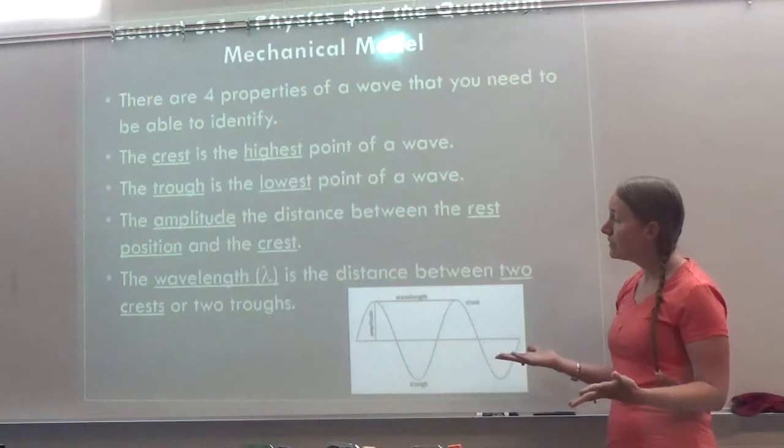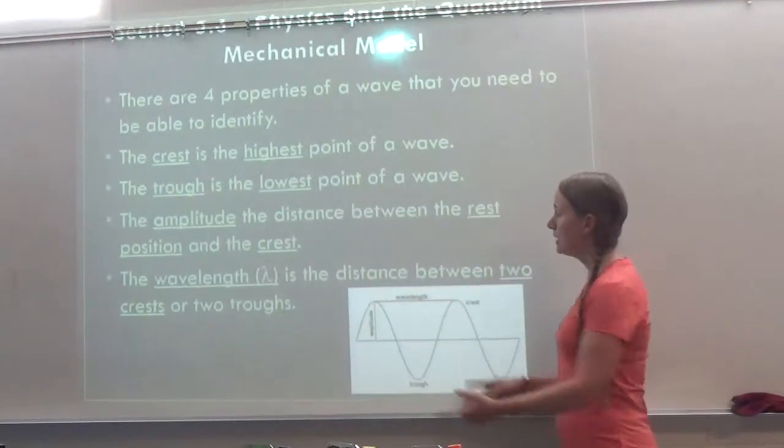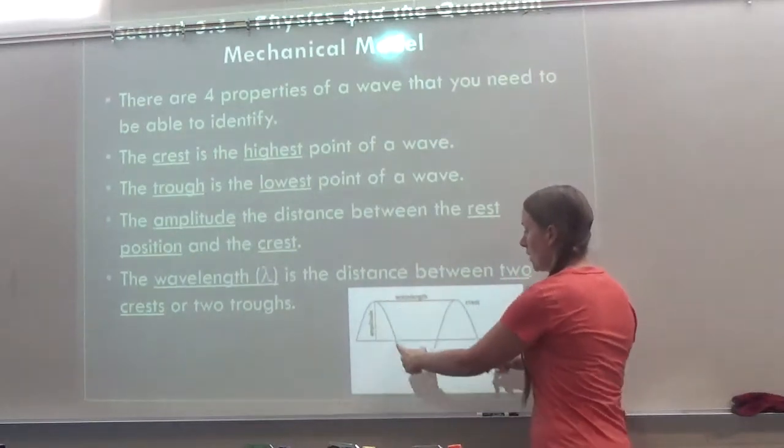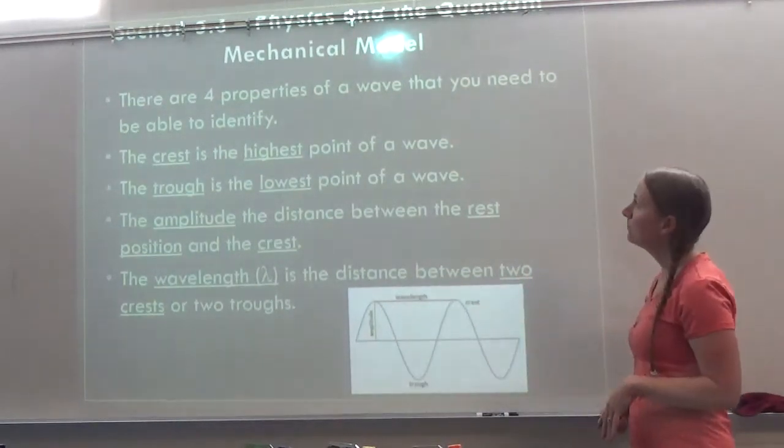And then the wavelength, which is represented by a Greek symbol lambda, is the distance between 2 crests, 2 troughs, or any 2 identical points on waves that are next to one another.